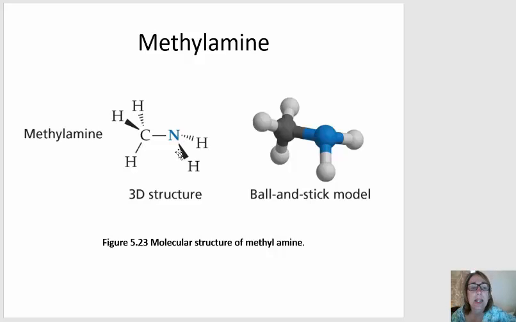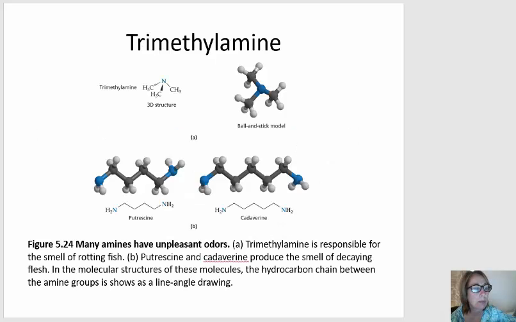Here is a ball and stick and a three-dimensional structure of methylamine, a primary amine. We see that one nitrogen carbon bond and the two hydrogen atoms. Here's an example of a tertiary amine, trimethylamine, and here we see in the ball and stick model three nitrogen carbon bonds, and these bond angles are going to be slightly less than 109.5.